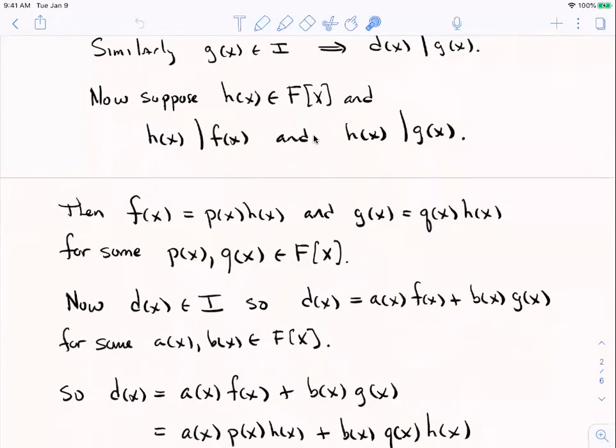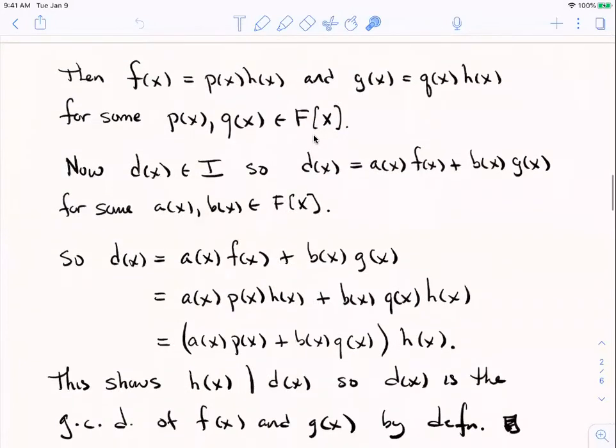Okay, well, my polynomial D belongs to I, it generates it, so D has this form for some A and B. D is equal to AF plus BG for some A and B because it belongs to I. Everything in I has that form, right? All right, so now let's just substitute all this stuff in. I've got D, it's AF plus BG, but we said that F was P times H and G was Q times H, so I'm just substituting those things in there.